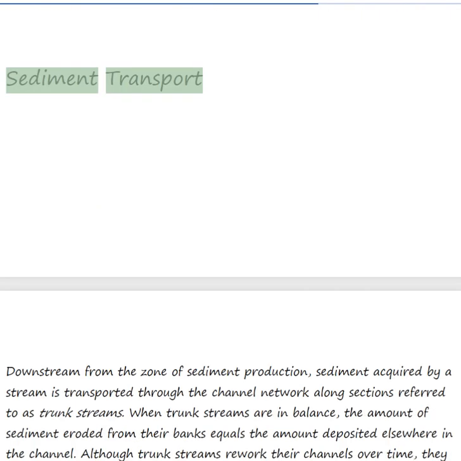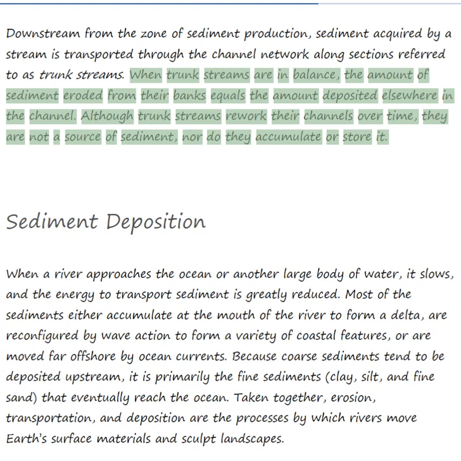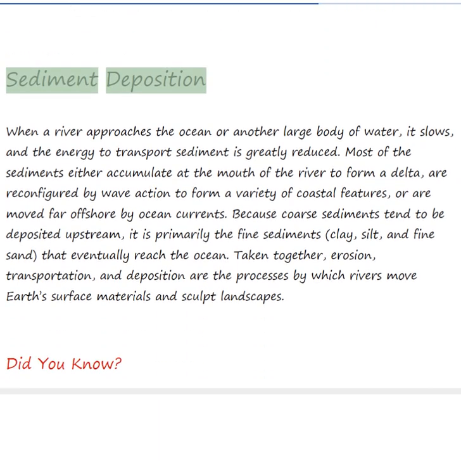Sediment transport. Downstream from the zone of sediment production, sediment acquired by a stream is transported through the channel network along sections referred to as trunk streams. When trunk streams are in balance, the amount of sediment eroded from their banks equals the amount deposited elsewhere in the channel. Although trunk streams rework their channels over time, they are not a source of sediment, nor do they accumulate or store it.